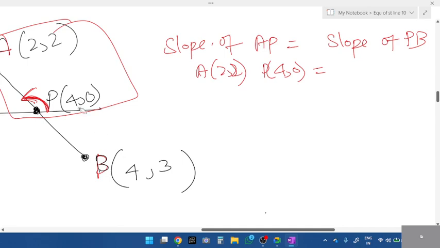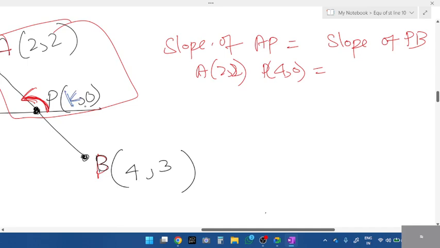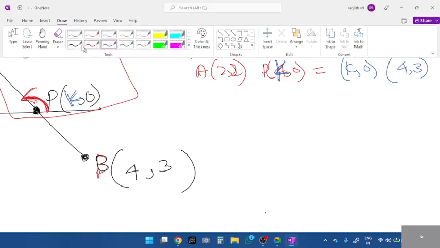They won't give all three coordinates. In P value, I'll take this K comma 0, students, K comma 0. So this K becomes K. P value is K comma 0, B value is 4 comma 3. This is a slope question. When two slopes are given, this is how we do it.